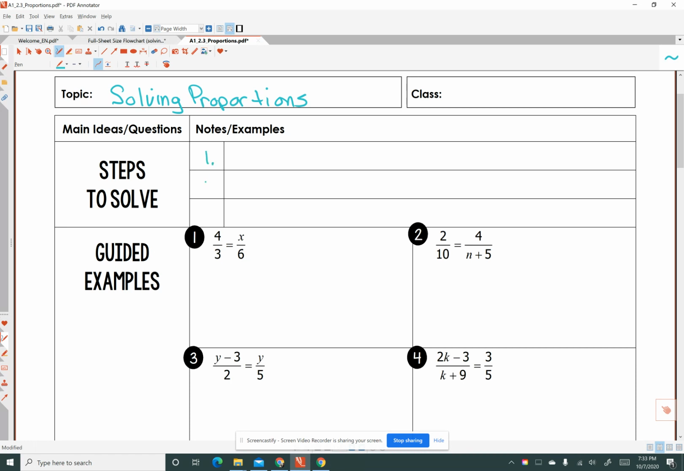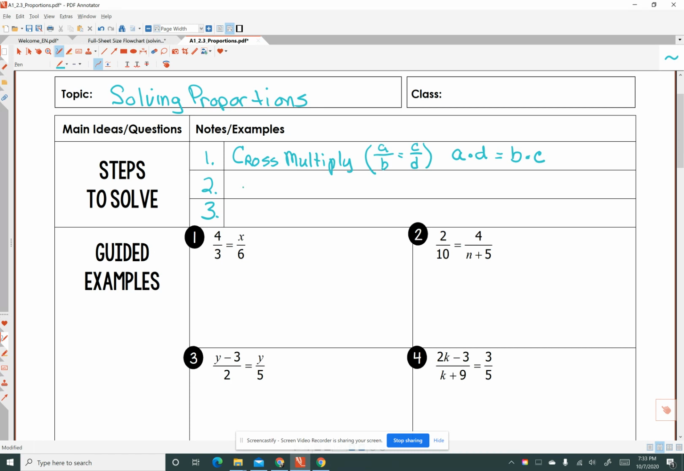So let's think of proportions in 3 steps. The first thing we want to do is something called cross multiply. And how I want you to think of that is think of your fraction as A over B equals C over D. What you're going to do is multiply A times D, and that will be equal to B times C.